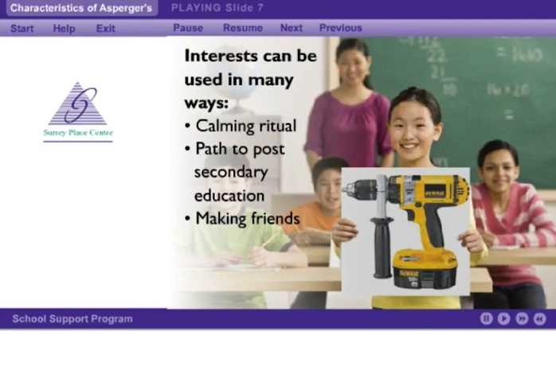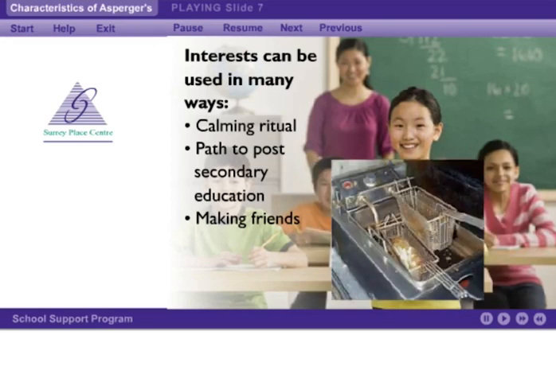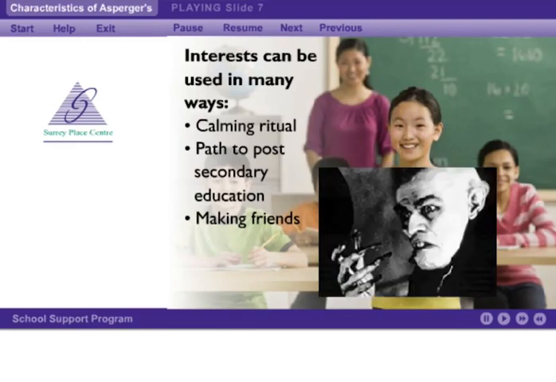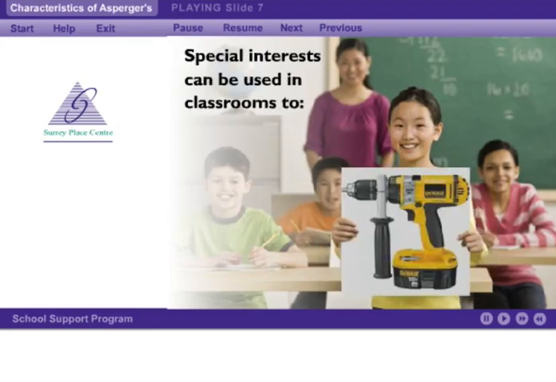It might be relatively easy to find a social group who are interested in collecting baseball cards, but it's a lot harder to find like-minded peers if your favorite thing is deep fat fryers. Some interests may be appropriate at certain times, like vampires at Halloween, or in certain regions, cultures, and settings, but not others. Special interests are an untapped goldmine to motivate, calm, engage, and reward students with AS.